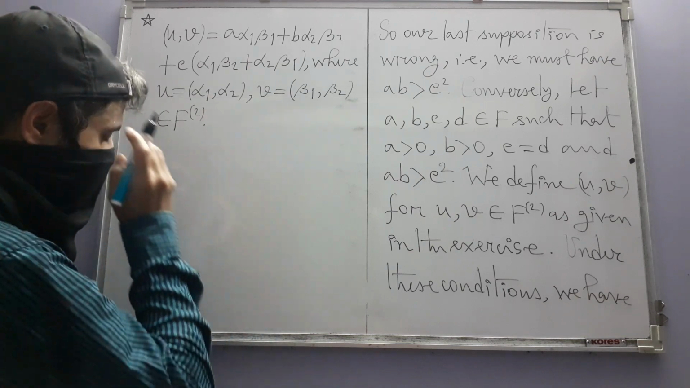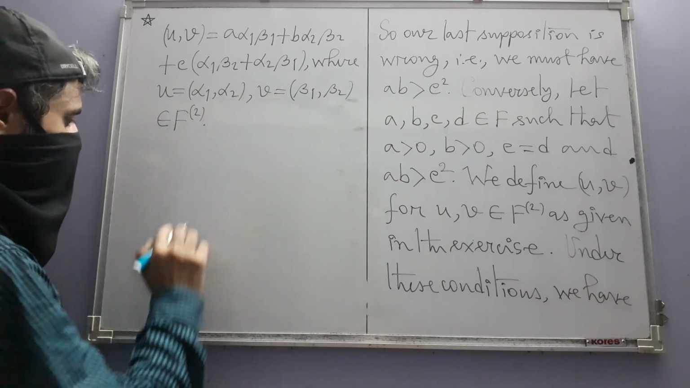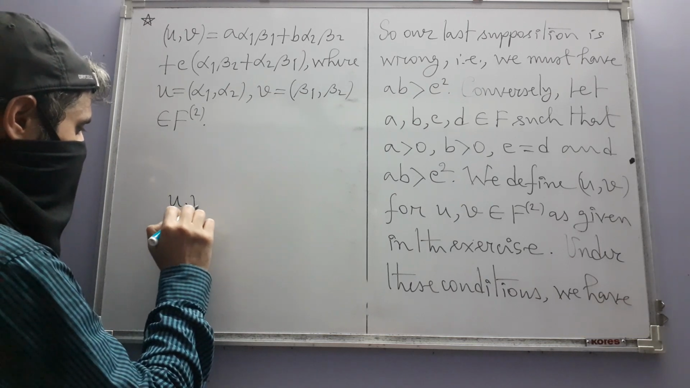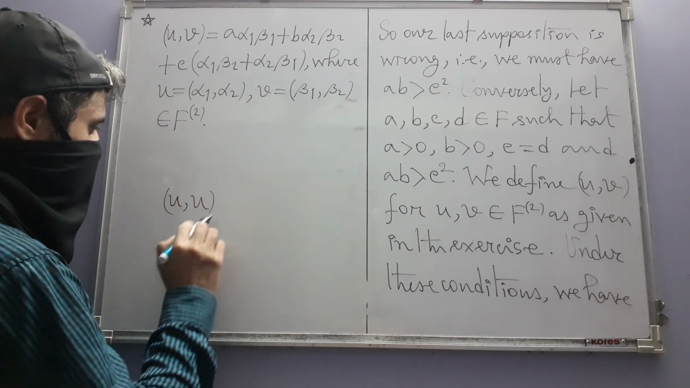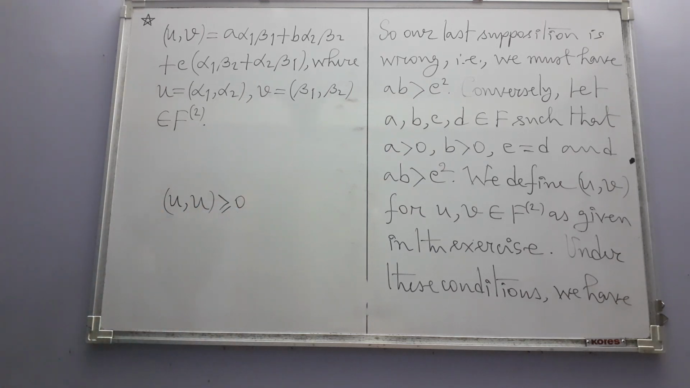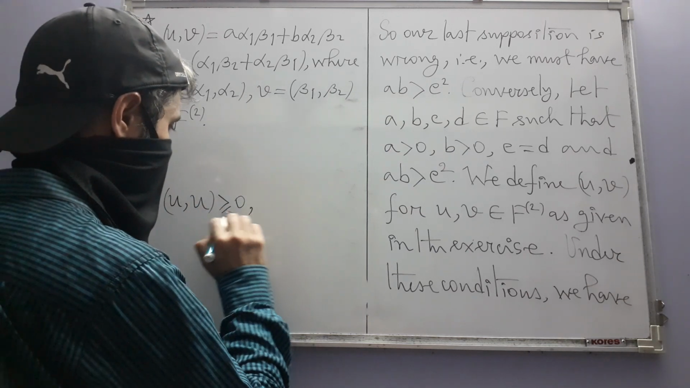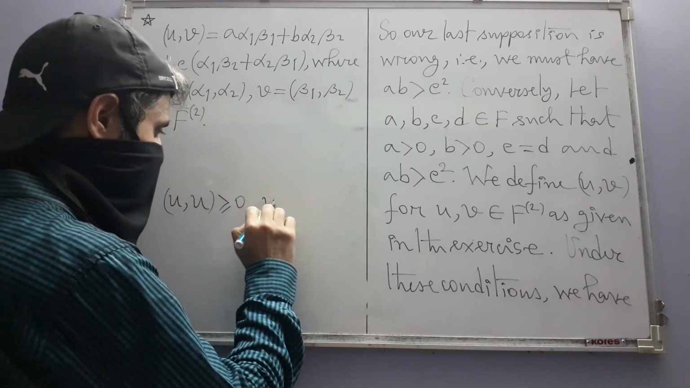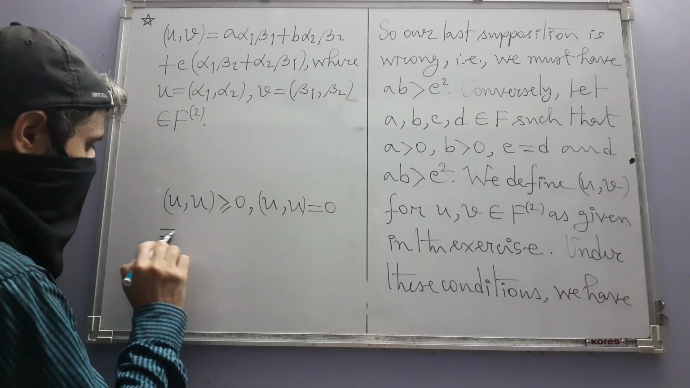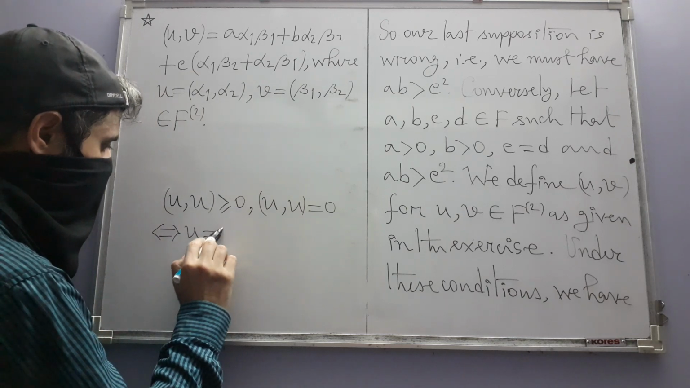So what is it that we first should show? We should first of all show that this is greater than or equal to 0, and this is equal to 0 if and only if u is equal to 0.